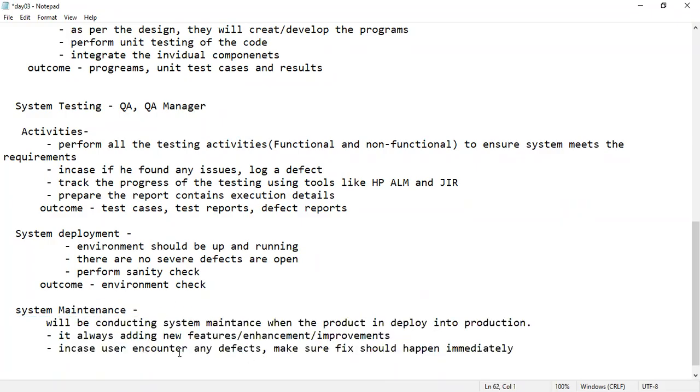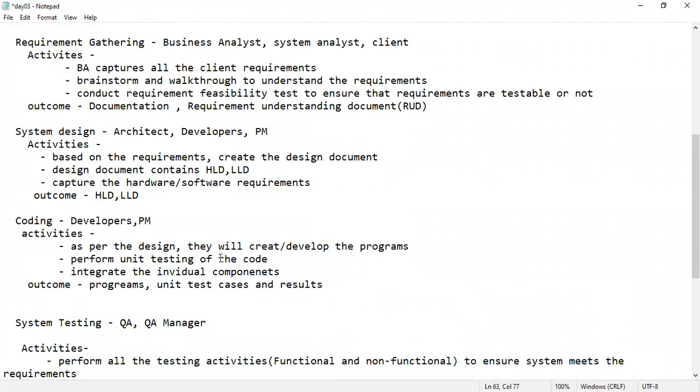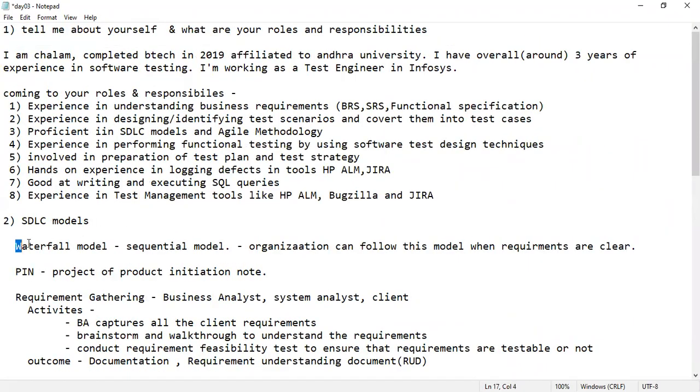That is why we always fix the production defects immediately. That is the top priority. What is the outcome from system maintenance? Obviously production issues fixed, or a list of new features or enhancements implemented. So these all are the phases in the linear sequential model.